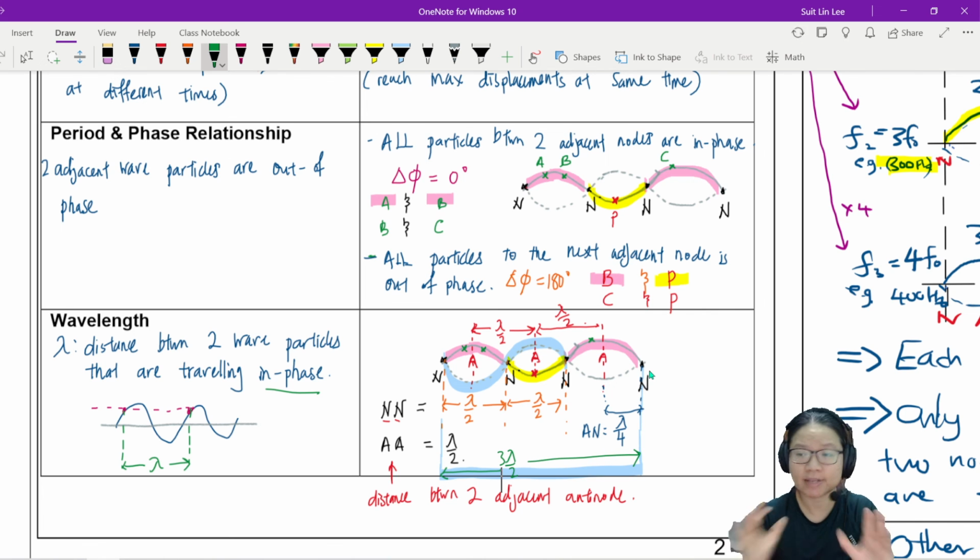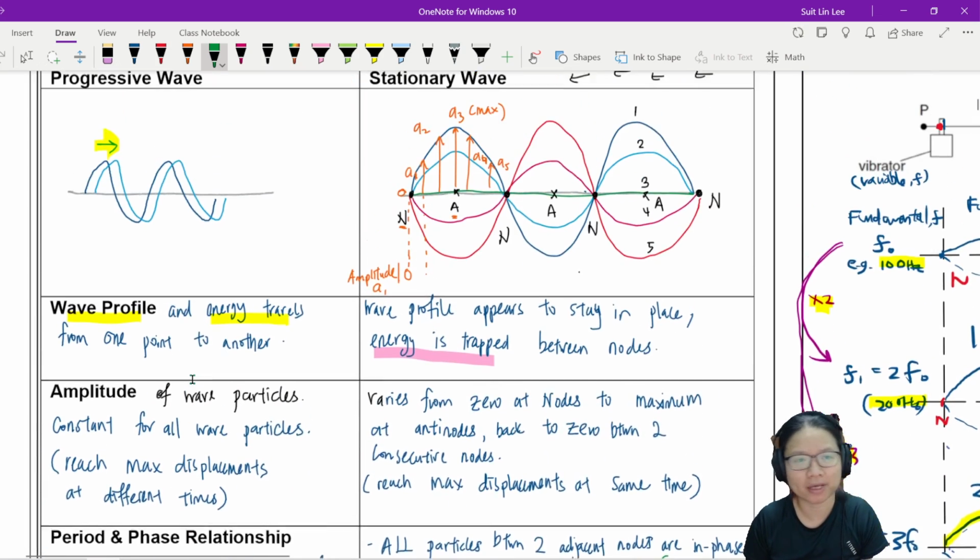So this is the important thing about stationary waves. If you understand how it moves, then okay already, you're not scared. I can draw how many loops I want. You just start counting lah. This is a counting topic, okay? But if you don't know, then you panic, okay?